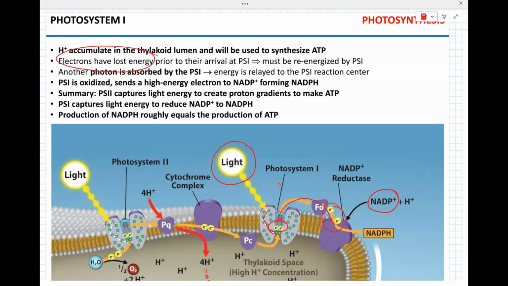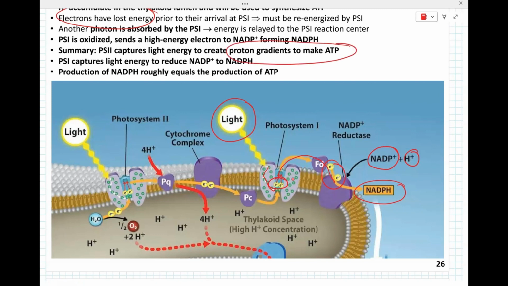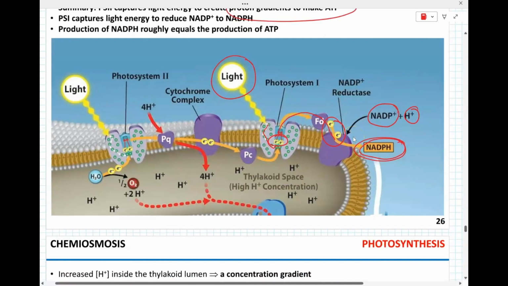NADP+, electrons, and hydrogen ions combine together, forming a reduced form, NADPH. So right now we can summarize the functions of photosystem 2 and photosystem 1. When photosystem 2 captures the energy of light, this energy is ultimately used to generate a proton gradient, which will be used afterwards to make ATP. Photosystem 1 captures the light energy to energize electrons so they can reduce NADP+ to NADPH. The amount of NADPH produced by photosystem 1 and the amount of ATP produced by photosystem 2 are roughly equal.